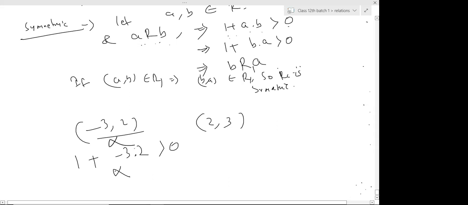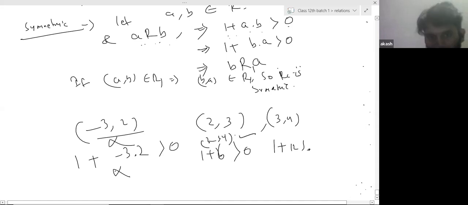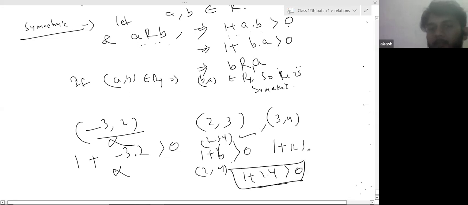So we can take, sir, 2, 3 and then 3, 4. All right. So 2, 3, 1 plus 6 is greater than 0, right? And 1 plus 12 is greater than 0. But 2, 4 is also there. And 2, 4 is also right, right? 1 plus 2 times 4 is greater than 0. This is true. So this does not prove this is not transitive.